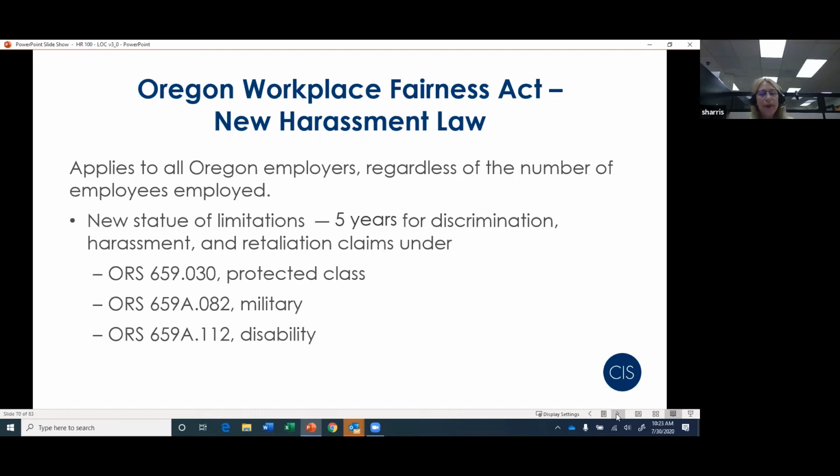So one very important issue about this is the new statute of limitations. It went from 1 year to 5 years for someone to file on discrimination, harassment, or any other retaliation claim under these ORSs. And you see ORS 659.030 is about a protected class. How many protected classes are there? There's a lot. Religion, race, sexual orientation, gender, okay? So there are a number of them.